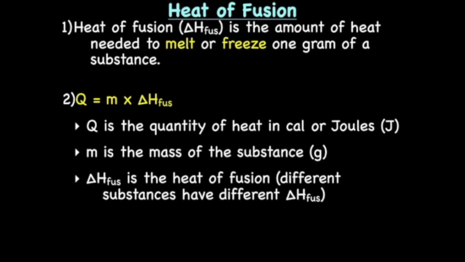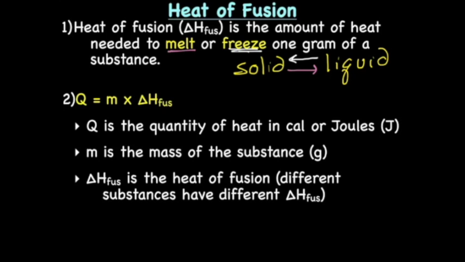Let's start with a discussion on heat of fusion. So heat of fusion, or delta H fusion, is the amount of heat needed to melt or freeze 1 gram of a substance. If we're talking about melting or freezing, we're talking about the two phases of matter, solid and liquid. So if we were melting, we would be going from solid to liquid, and if we were freezing, we would be going from liquid to solid. So heat of fusion deals with the change of state from solid to liquid, liquid to solid. Okay?